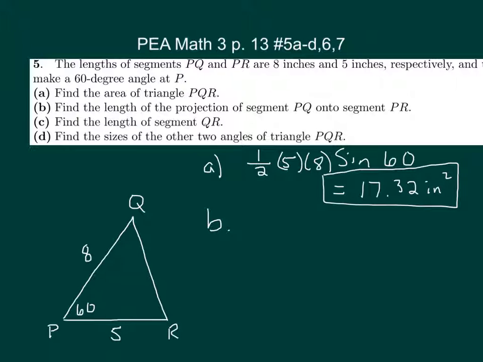So what's a projection? I think of a projection in terms of context as like a shadow. So if we had the sun directly above Q here, we would have a shadow of Q onto PR. That's how I think of a projection: if we drop an altitude from Q to PR, the projection would be the shadow length of PQ onto PR. So that length right there is your projection.